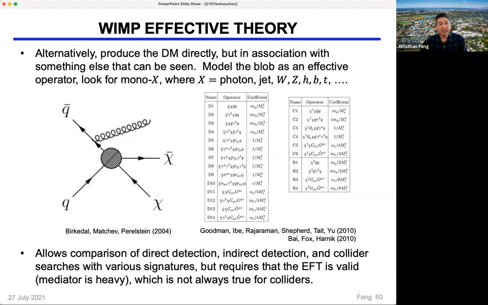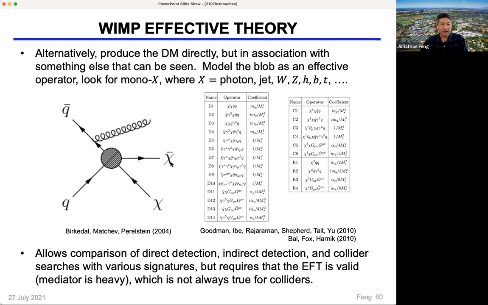Another approach is to do what's called WIMP effective theory, where you say, well, I don't want to assume a specific model. What I'm most curious about is a quark dark matter interaction, this blob that I actually had in my original figure a couple slides ago. And so I'm just going to parameterize this 4-particle interaction with a 4-particle operator, and just ask how well can I bound the existence of these various 4-particle operators.